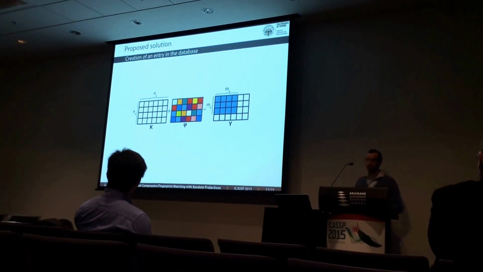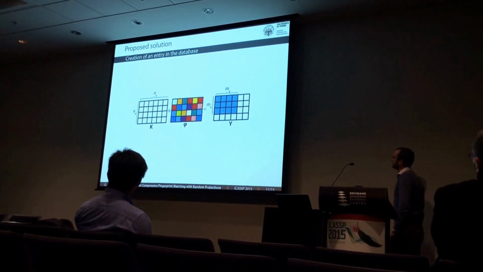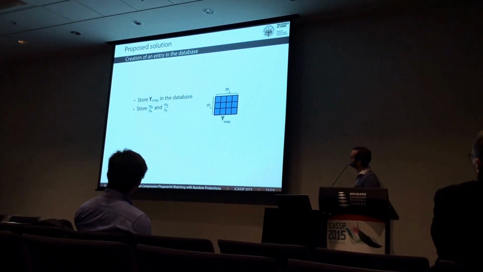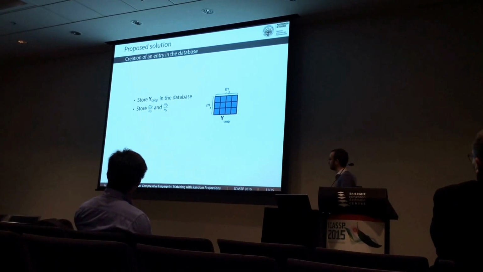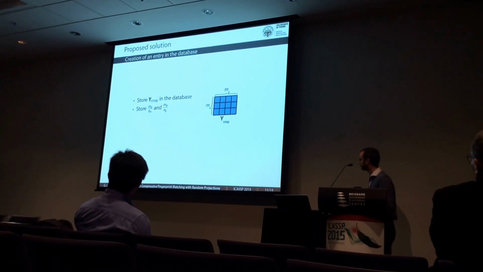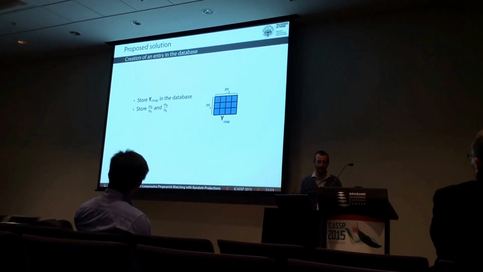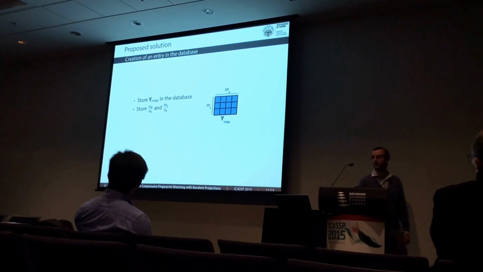Now we, of course, have to perform dimensionality reduction, so we crop it in a predefined position, for example, in the top left corner. And we store in the database both the cropped version of these measurements and also the ratios between the compressed size and the original size of the picture. So this is for what concerns the creation of an entry in the database.